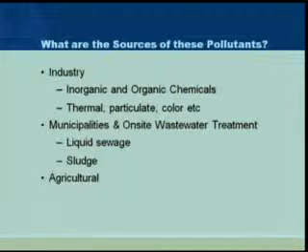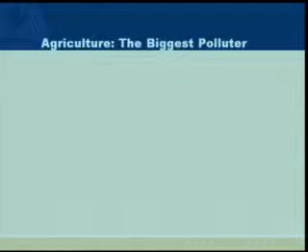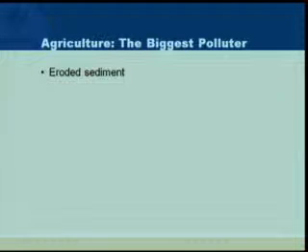And these pollutants come from a wide variety of sources: industry, organic and inorganic chemicals, thermal pollution, particulates, municipalities from sewage and sludge, and agriculture, all potentially contaminating our environments that we have to address. And actually, agriculture is the biggest polluter in the United States. A lot of this is eroded sediment coming off the fields. I hope that you're able to get to the Chesapeake Bay.